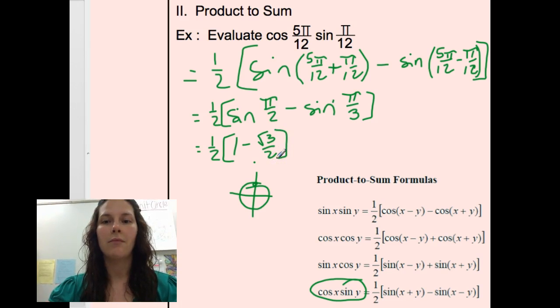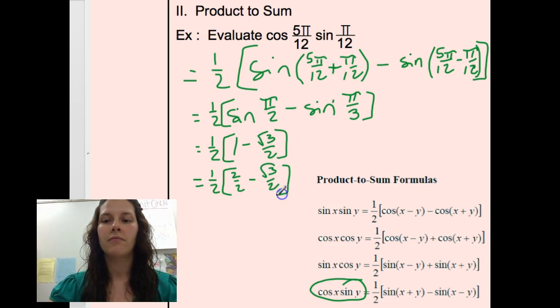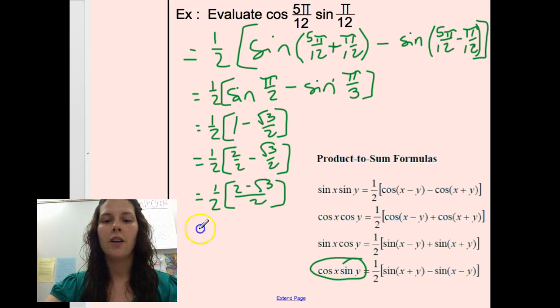Of course, we'll need a common denominator to subtract them. So our common denominator is 2, so we have 2 over 2 minus root 3 over 2. Subtracting inside our brackets, we have 2 minus root 3 over 2. And then when we multiply by 1/2, we get 2 minus root 3 all over 4.